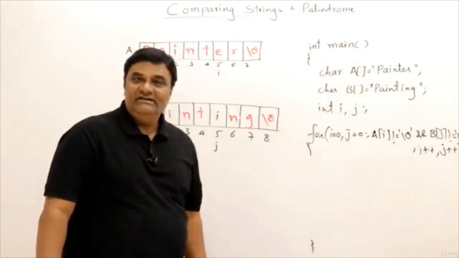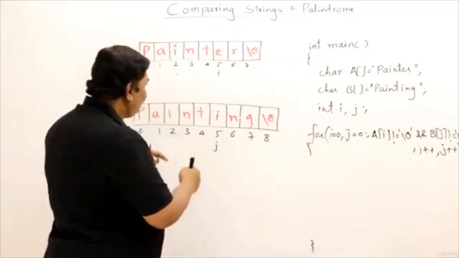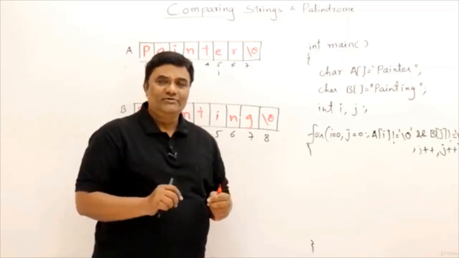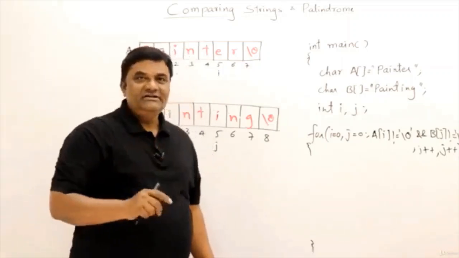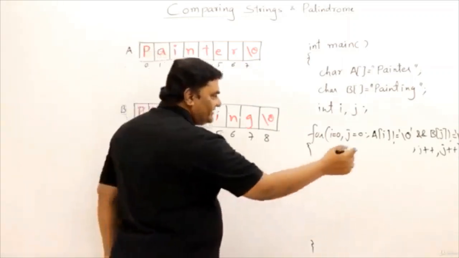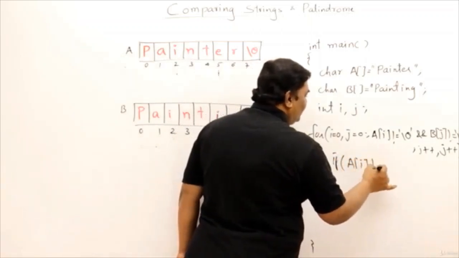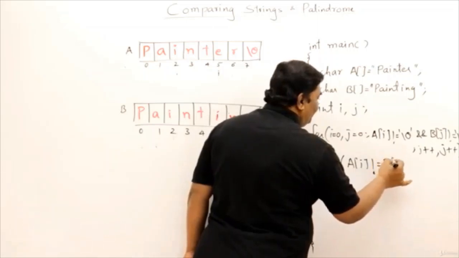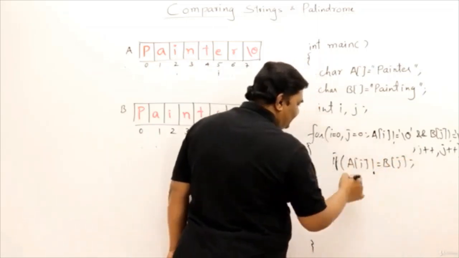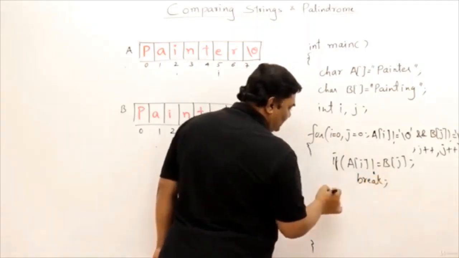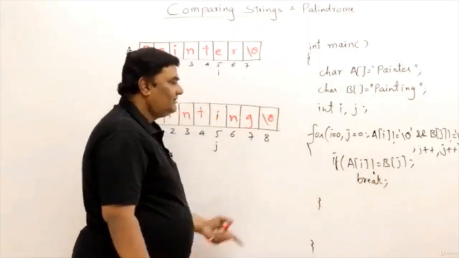That's it. Now inside the loop, what should I do? I should check if they are matching or not. If they are matching, I don't have to do anything. If they are not matching, then I should stop the procedure. So in this loop, if A of I is not equal to B of J, then simply stop the for loop and say break. Come out of this. That's it.